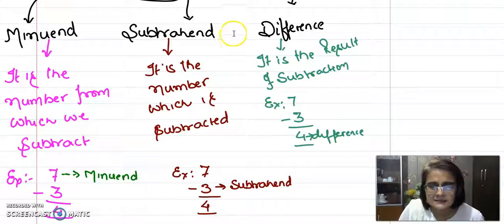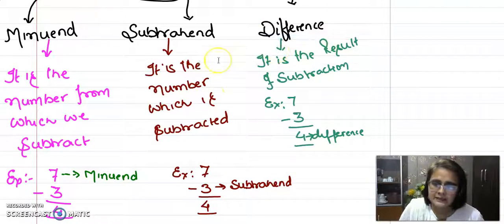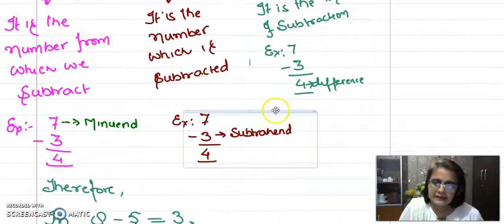My third part is difference. What is difference? It is the result of subtraction. Example, again I take the same example. 7 minus 3, answer is 4. So what is this 4? This 4 is called difference. So is that clear dear children?